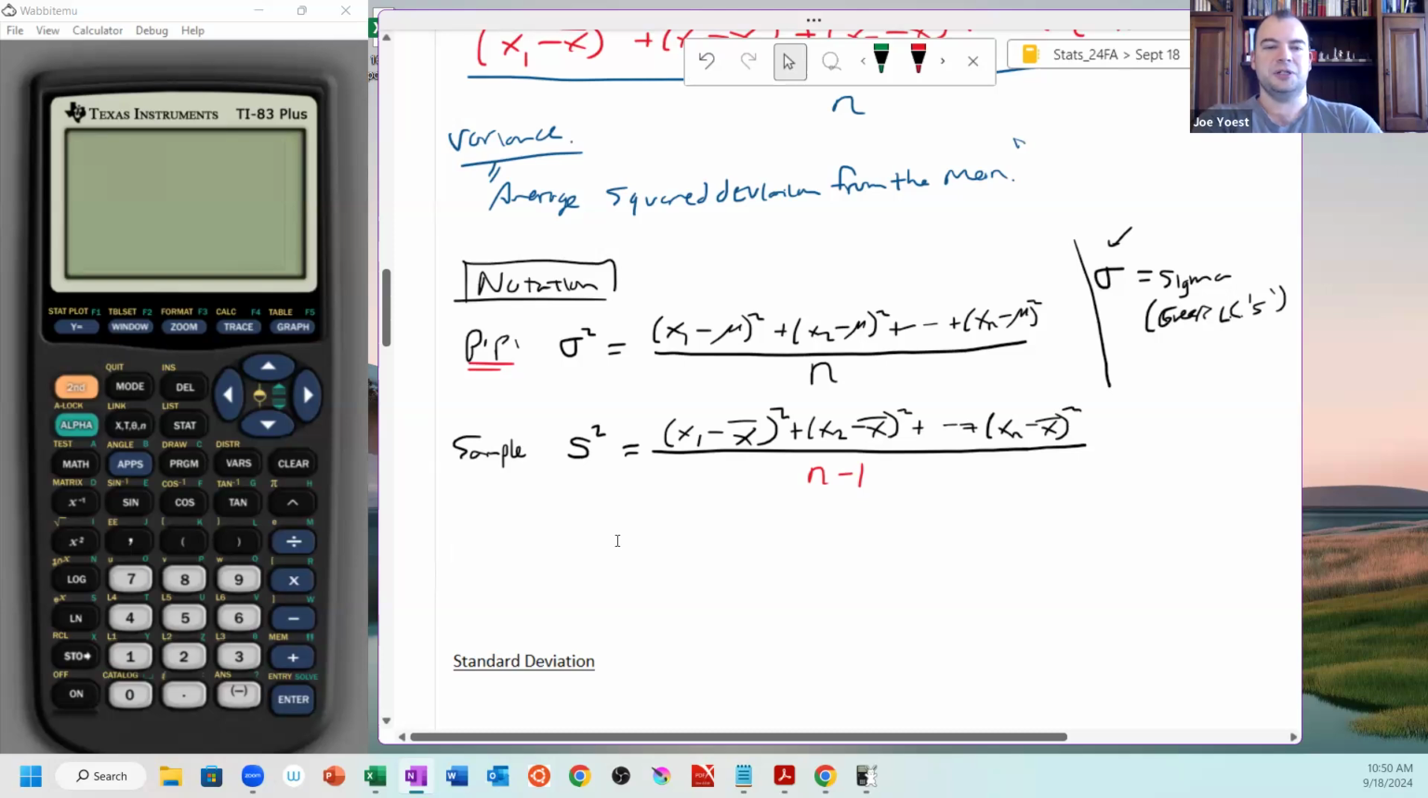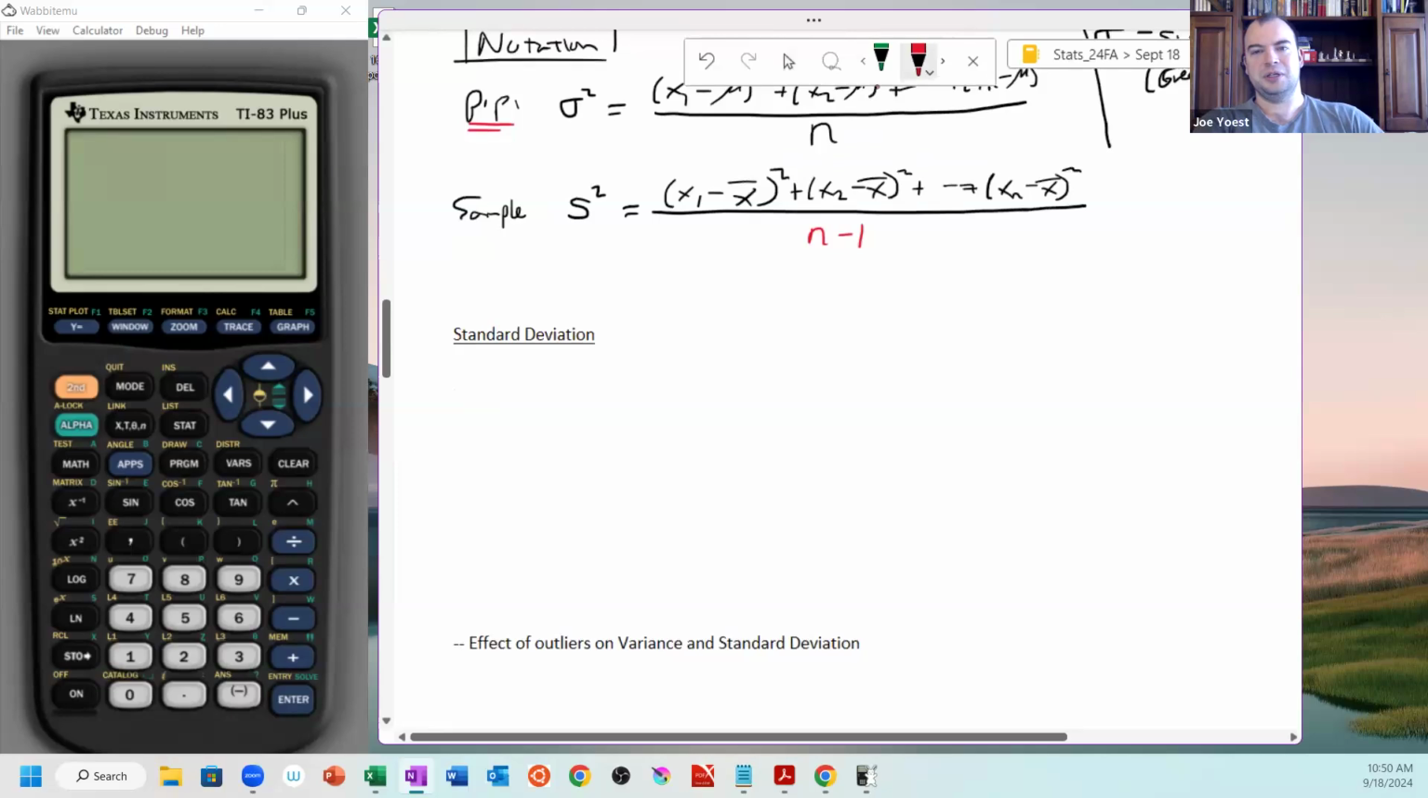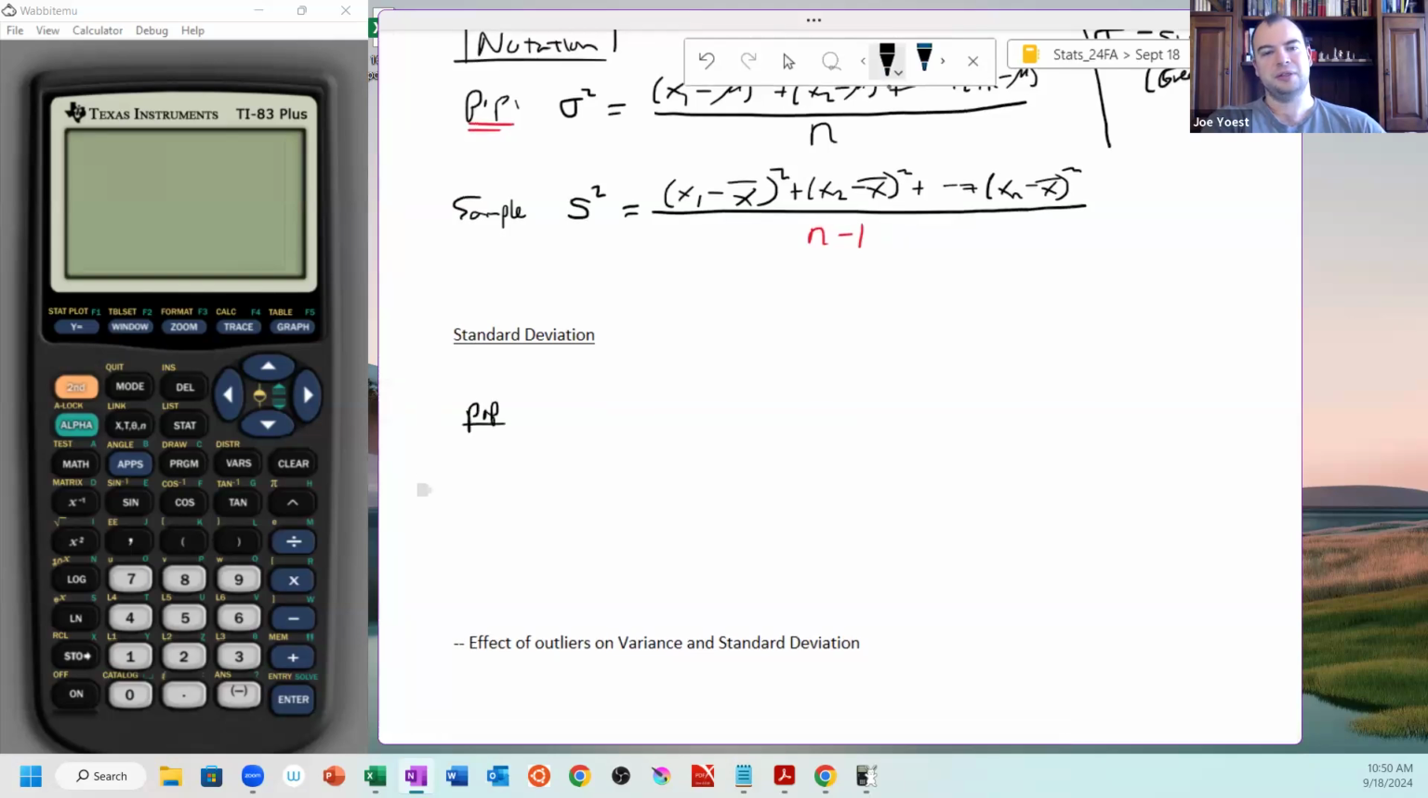So our population variance and our sample variance are computed essentially the same way, right? It's something like an average squared deviation from the mean, but we just have this little correction of n minus 1 in the denominator instead of n for the sample variance. And before we do any computations on this, we're going to jump to the standard deviation, because the standard deviation is very closely related to the variance. We're going to see the need for this in just a minute, but the standard deviation also has a population and a sample notation.